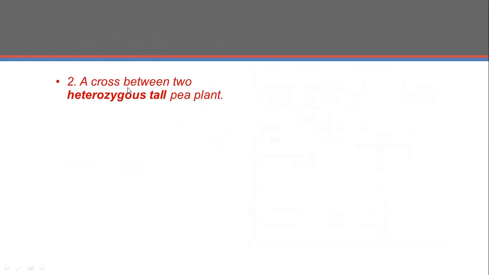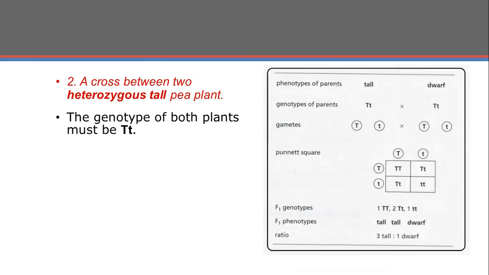But if we say a cross between two heterozygous tall pea plants, before I show you, hold the video for a second and guess. Heterozygous means hetero, same or different. So it's capital T, small t, both of them. Those are the parents. Both of them tall.